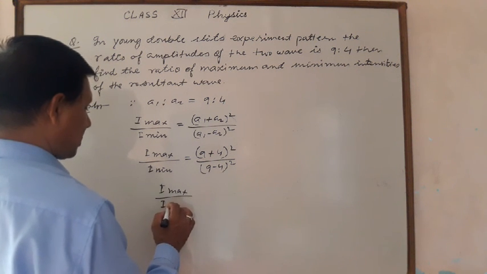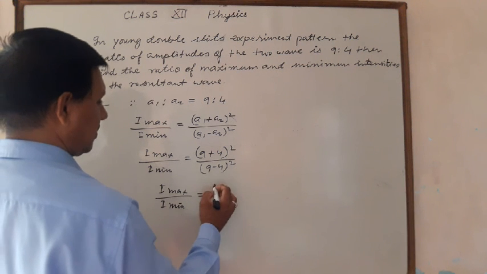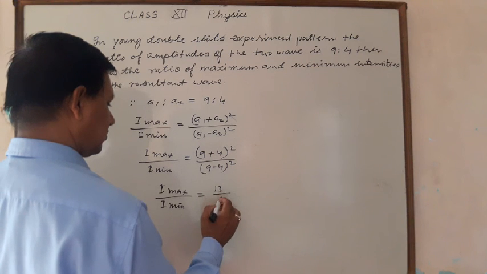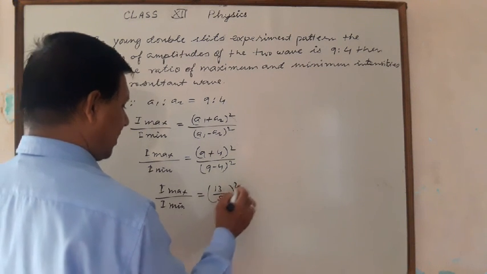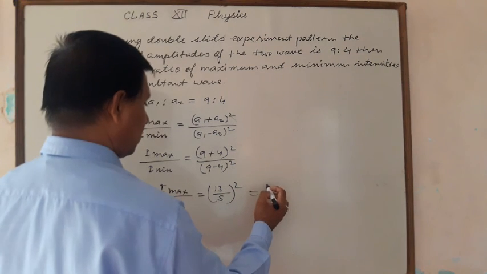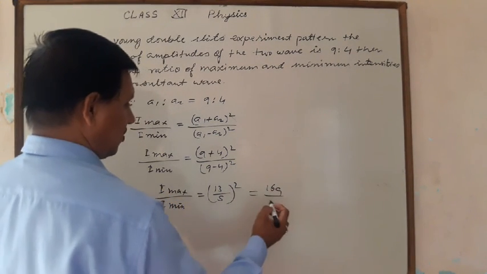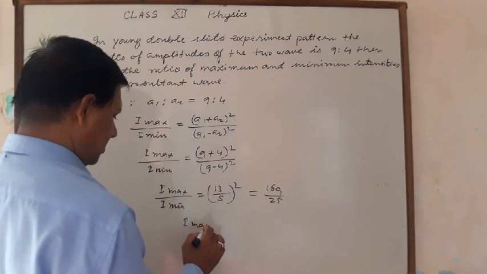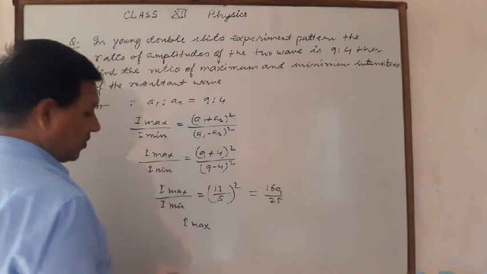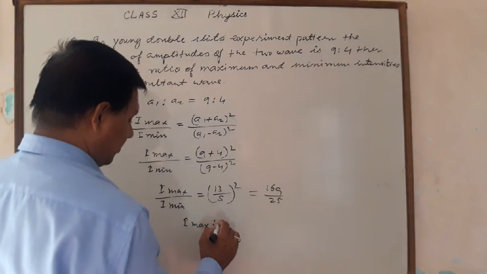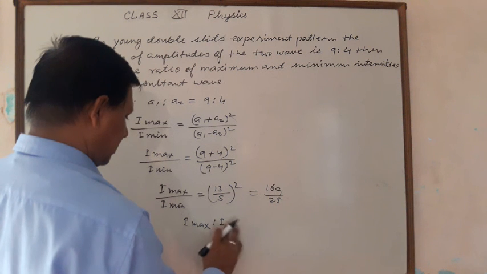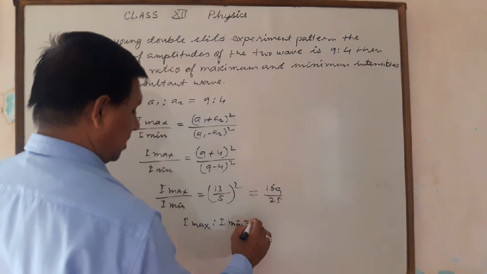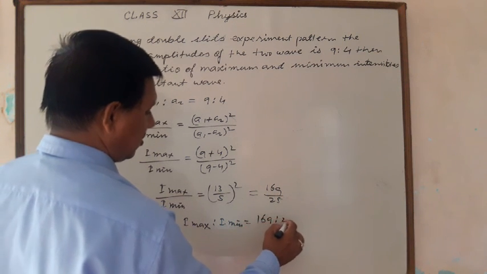So we can write I maximum by I minimum is equal to 13 square by 5 square, or this is equal to 169 by 25. So we can say that in the interference pattern, the ratio of maximum and minimum intensity is 169 ratio 25.